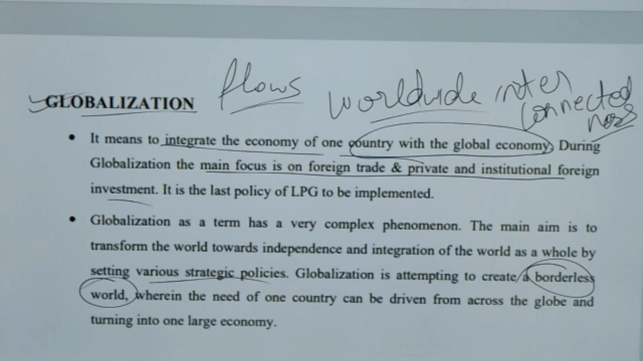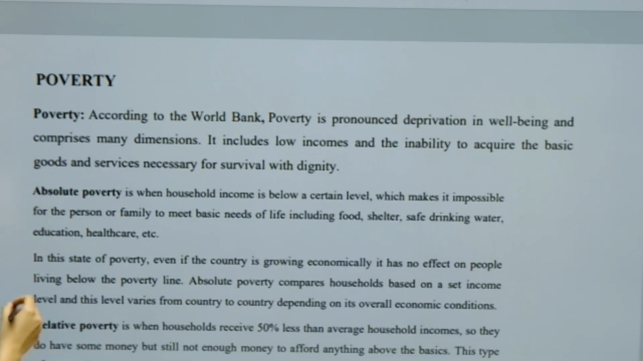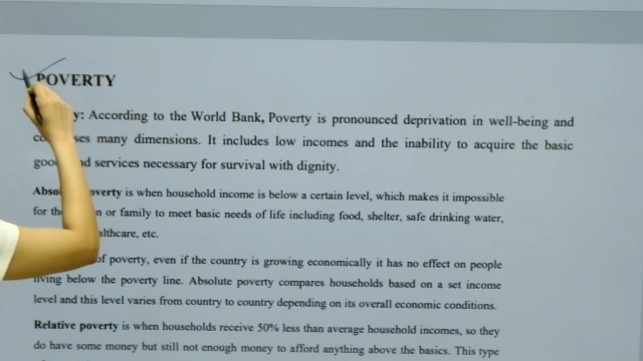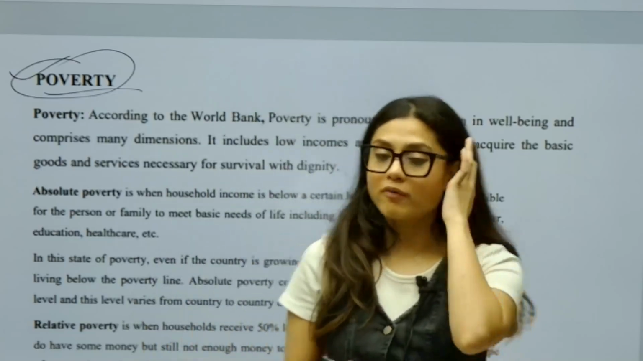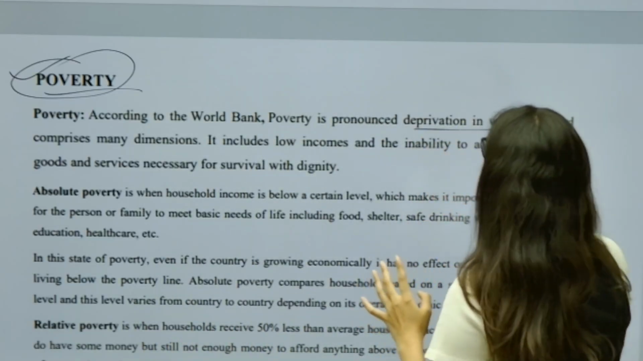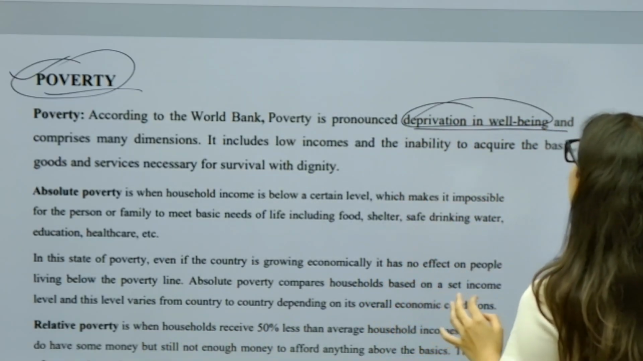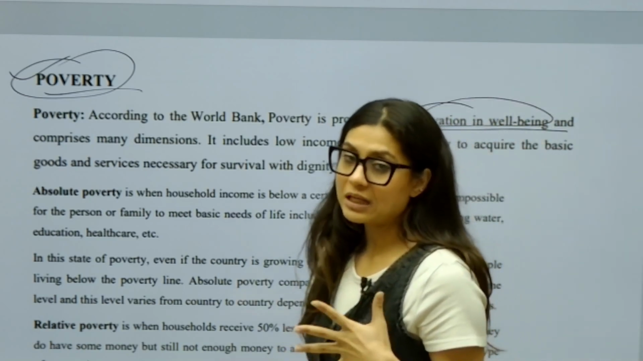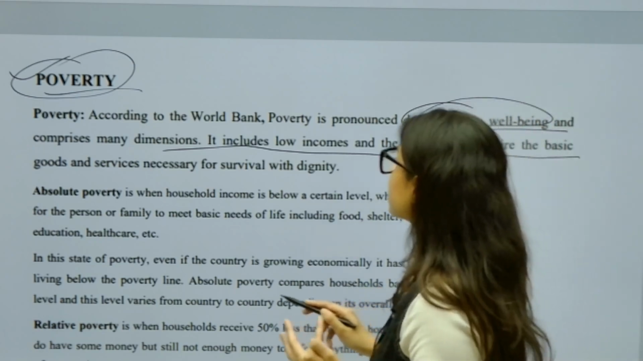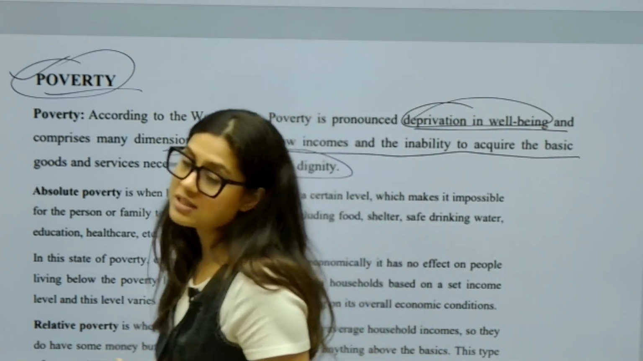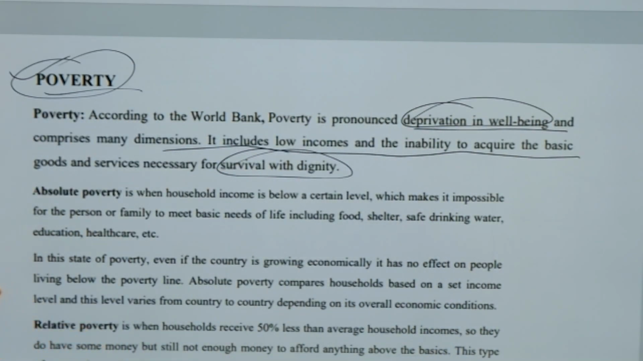Then let's talk about the human indicators. Number one, first and foremost, is poverty. What is poverty? In Hindi it means garibi. So what constitutes poverty? It means deprivation. When you are deprived, when you are not being given basic necessities, like low incomes, inability to acquire the basic goods and services which are necessary for your survival with dignity. In that case you are poor.